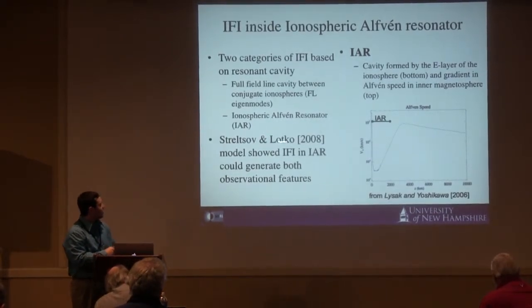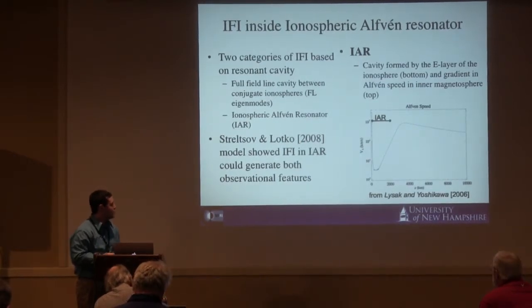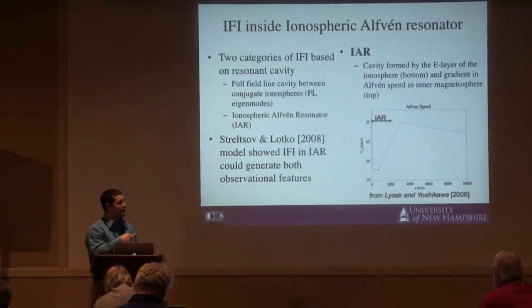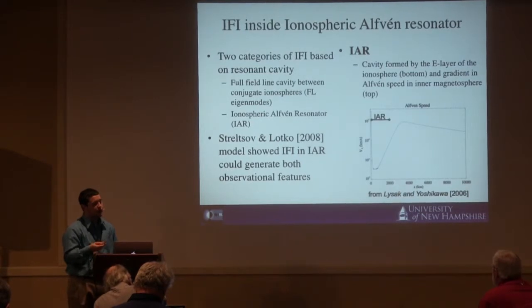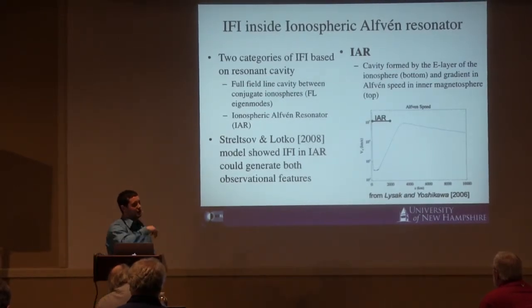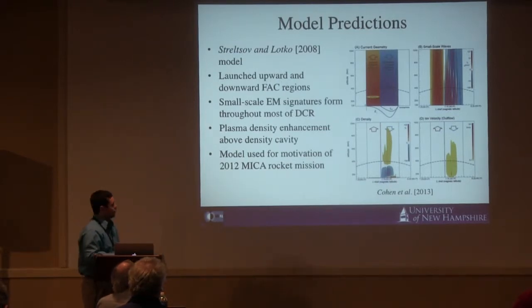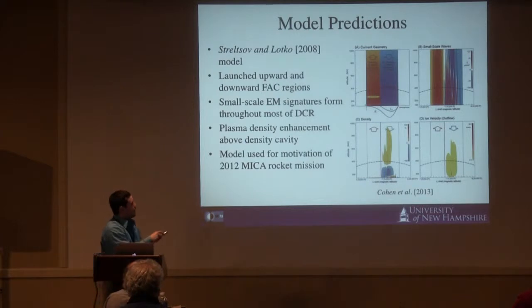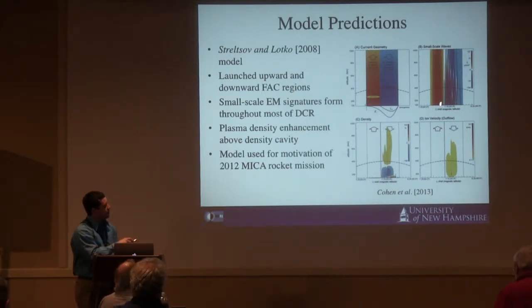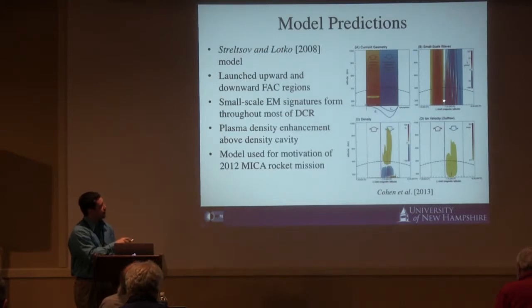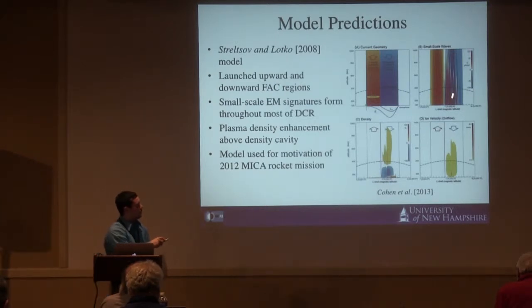And Streltsov and Lotko in 2008 had a model that showed that IFI occurring inside the Alfvén resonator could generate both of those observational features that I just mentioned. So their model showed two field line currents, one upward and one downward. And it showed that in the downward current region, you would get these small-scale electromagnetic oscillations, mostly on the equatorward side of the downward current region, but extending through most of the downward current region.